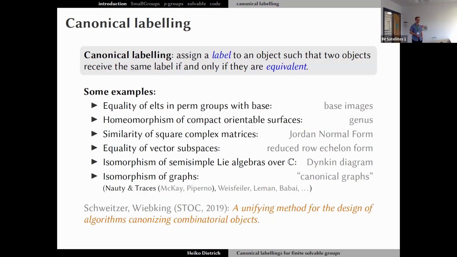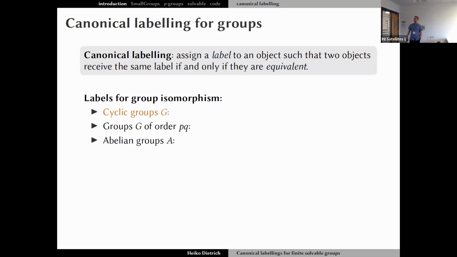Okay, so I'll be focusing on groups. And what would be good labels for group isomorphism? So labels for groups that decide isomorphism. Well, it depends on the classes of groups you restrict to, right? If you look at cyclic groups, for example, we all know that for every size, there is a unique isomorphism type of that group, which is cyclic. So the size uniquely determines that isomorphism type.